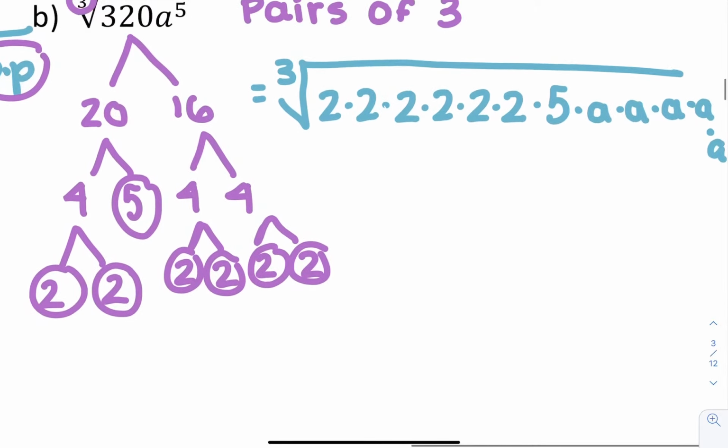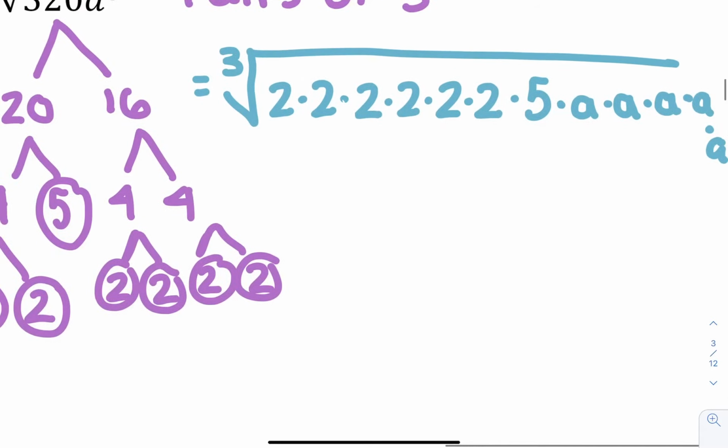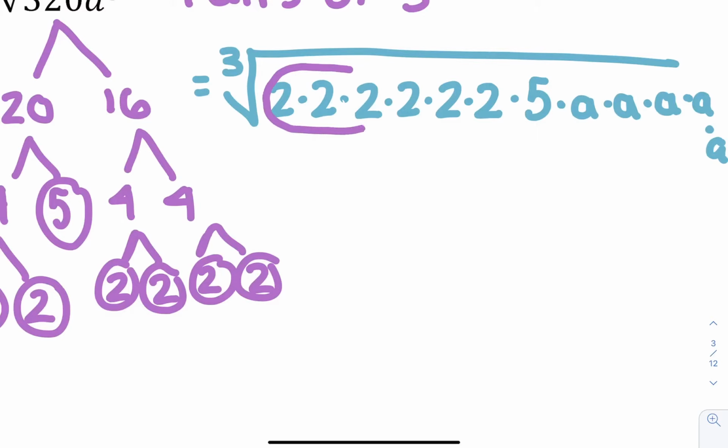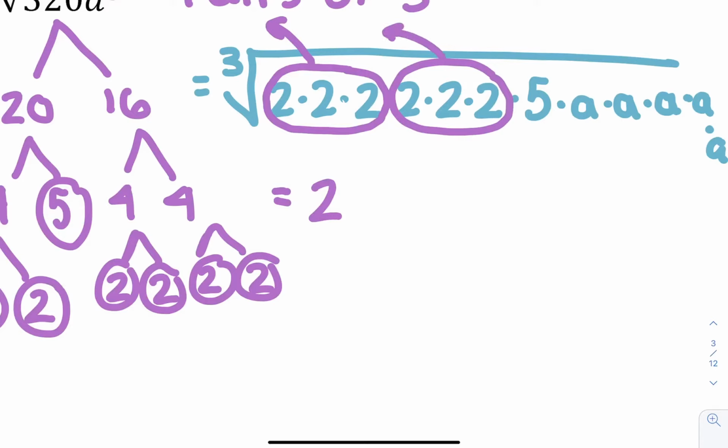All right. Now, since we have a cube root or an index of 3, we're looking for pairs of 3. Here's a pair of 3 that gets to leave the house as 1. Here's a pair of 3 that gets to leave the house as 1. And here's a pair of 3 that gets to leave the house as 1.